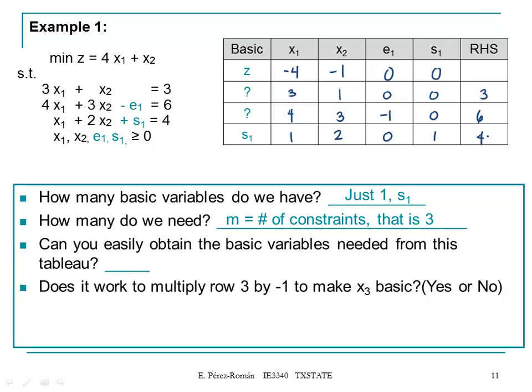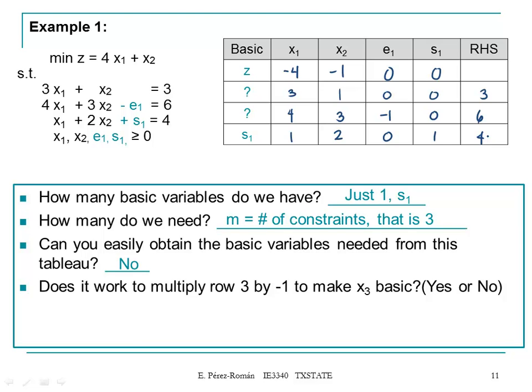from this tableau? Well, one thing that you might consider is multiply this row times -1. So what will happen is you will have a positive number here, but this number, the right hand side, will be negative. And that cannot happen. So you cannot easily obtain the basic variables needed from the tableau.